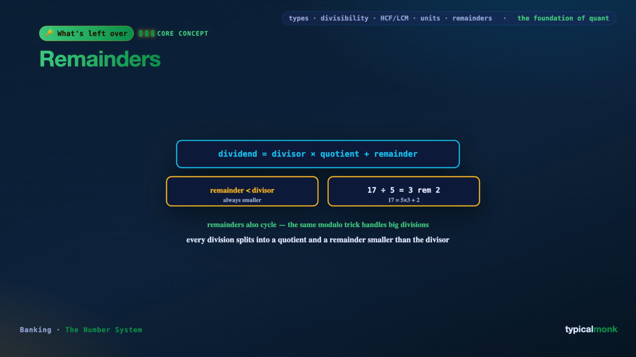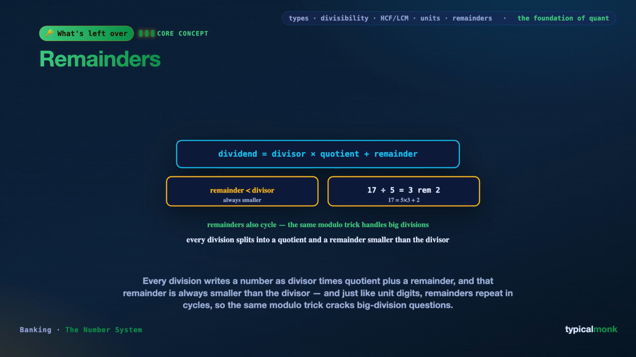And here is the payoff that connects to the previous slide. Remainders, just like unit digits, repeat in cycles. When you take the powers of a number and look at their remainders on division by some fixed number, those remainders loop in a predictable pattern. So the very same modulo trick that found unit digits also cracks questions asking for the remainder of a gigantic division. You reduce the huge calculation to a small, repeating cycle and read off the answer. This is why remainders and cyclicity are taught together. They are two faces of the same powerful idea: big, scary calculations often hide a small, repeating pattern you can exploit.